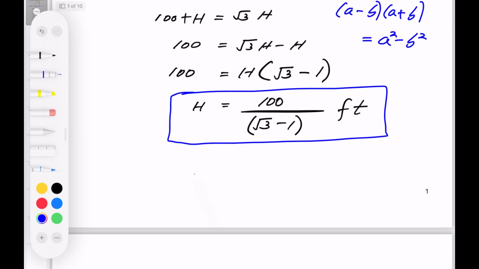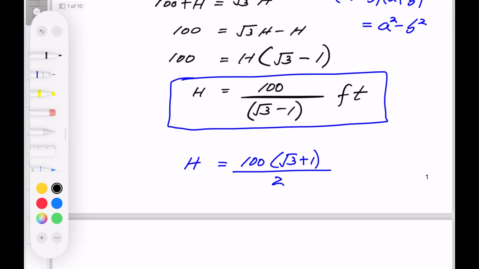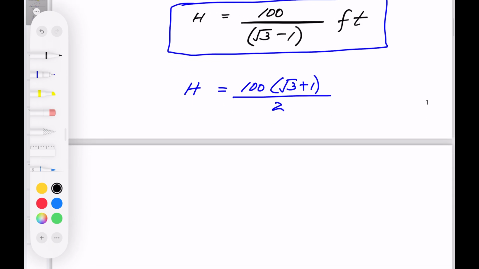Once you multiply both top and bottom of this answer by the conjugate of square root 3 minus 1, your answer should be equal to h equals 100 times square root 3 plus 1 divided by square root 3 squared, which is 3, minus 1 squared, which simplifies to become 2. So there will be a 2 in the denominator. We can quite easily simplify the 100 from the numerator and the 2 in the denominator and write down the next rationalized final answer as h equals 50 times square root 3 plus 1 feet.